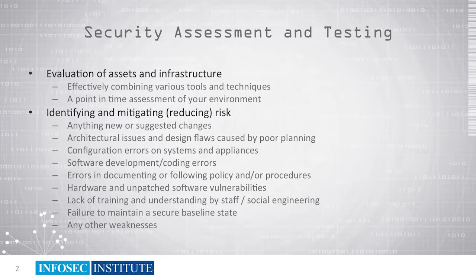These risks could include anything new or that needs to be changed in your environment, architectural issues or design flaws caused by poor planning, configuration errors on your systems, software development or coding errors, errors in documentation or failure to follow your policies and procedures, unpatched software vulnerabilities or hardware vulnerabilities, failure to train your staff or the inability to overcome social engineering attacks, failing to maintain a secure baseline, and any other weaknesses that may exist that need to be addressed in your organization.